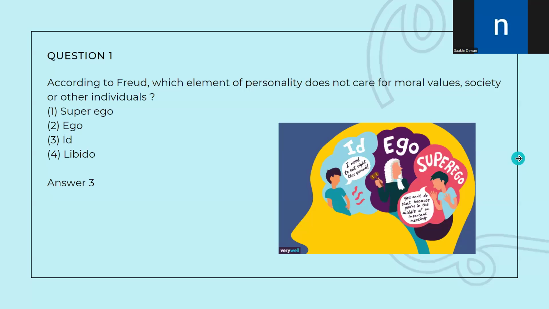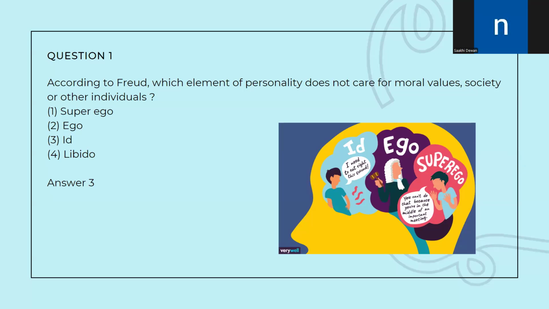Let us start with the very first question given to us. The question states, according to Freud, which element of personality does not care for moral values, society, or other individuals? So according to Freud, there were three elements of personality, id, ego, and superego. Out of these three, it was the one which is considered as a person's source of instinctual energy.